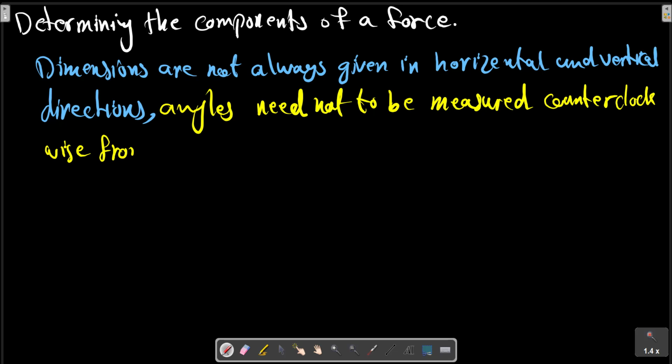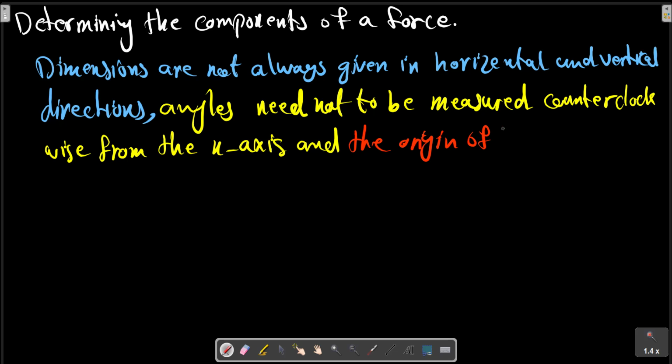And the origin of coordinates, let me write in here, the origin of coordinates, need not be at the line of action of a force.